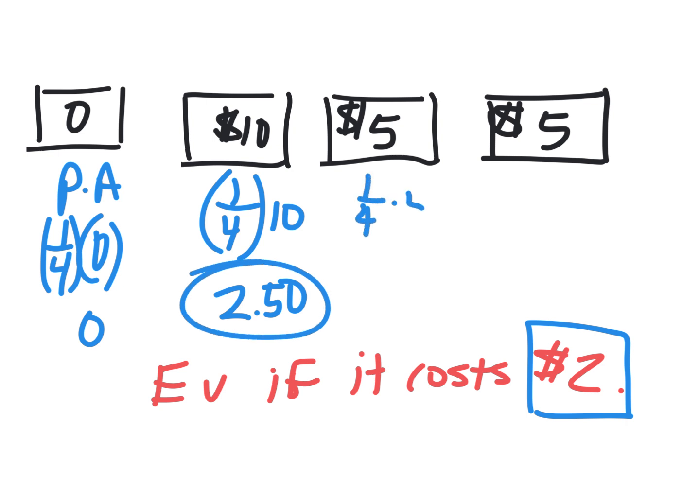1/4 times 5. Now, some people confuse themselves by going, but isn't there a 2 in 4 chance that you're going to get $5? There is. But you can't say there's a 2 in 4 chance and a 2 in 4 chance and then do it twice.